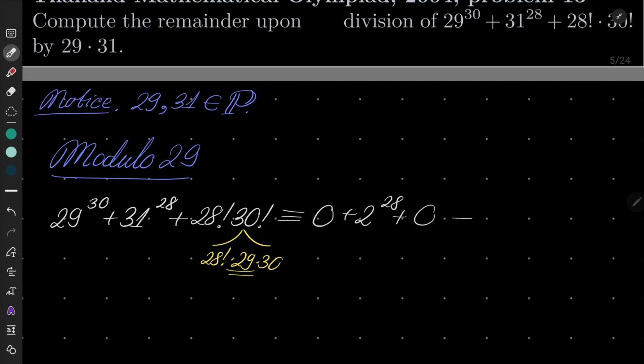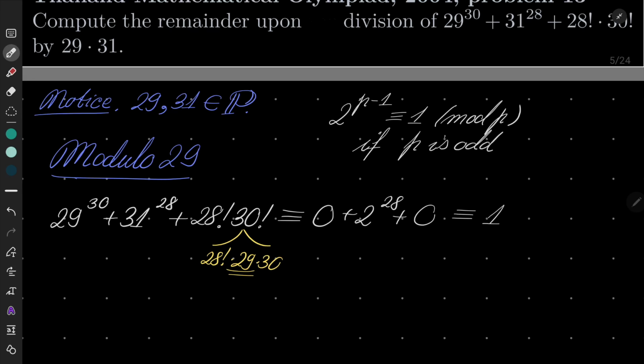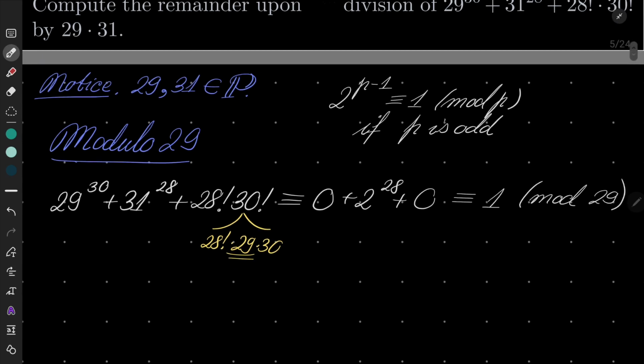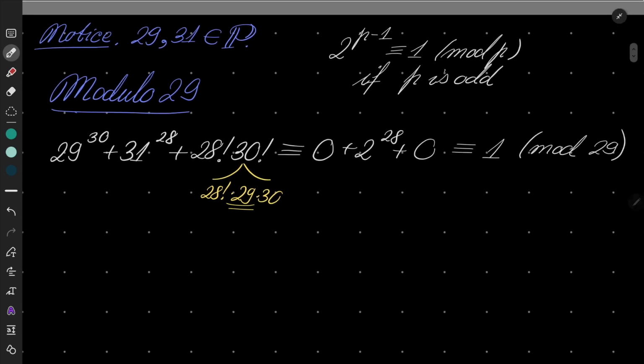And now by Fermat's little theorem, 2 to the power 28 is congruent to 1. Yes, 2 to the power p minus 1 is congruent to 1 modulo p if p is odd. It's by Fermat's little theorem, modulo 29. Okay, so now we know that our expression is congruent to 1 modulo 29.